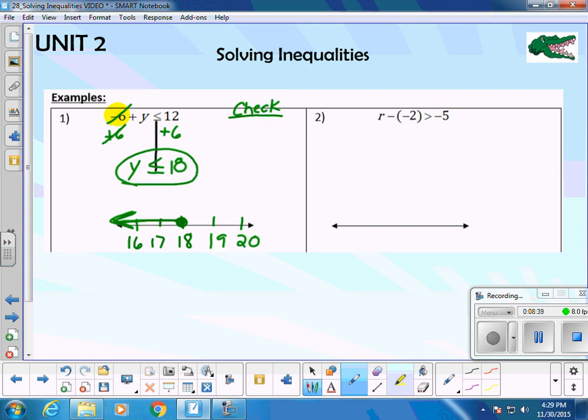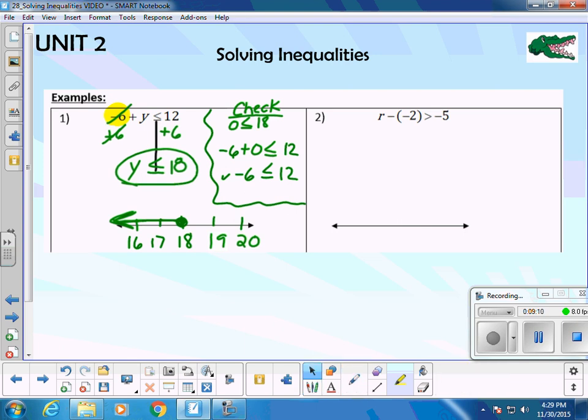And then to check my answer, I need to think of a number that's smaller than 18. 0 works. So since 0 is less than 18, I'm going to use 0. So -6 plus 0 is less than 12. Well, anything plus 0 is just itself. That's the identity property. So then I ask myself, is -6 smaller than 12? Sure is, so I know that my check step works.